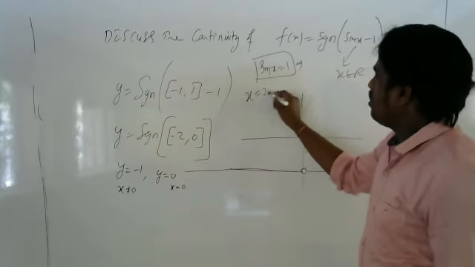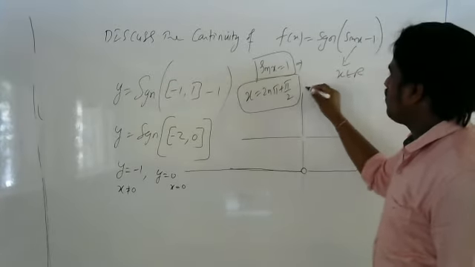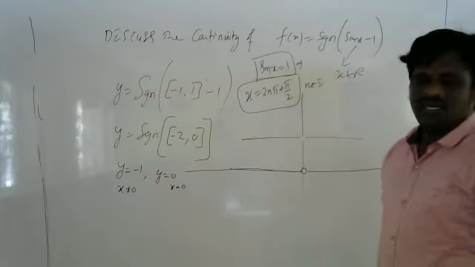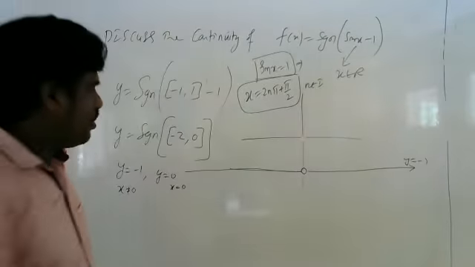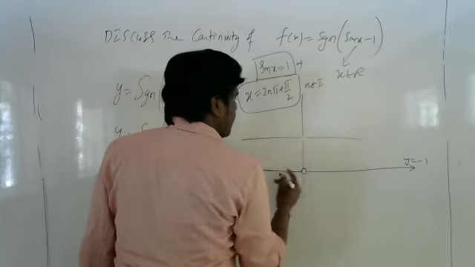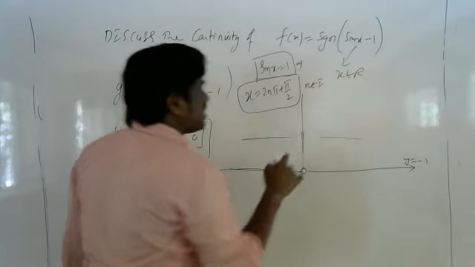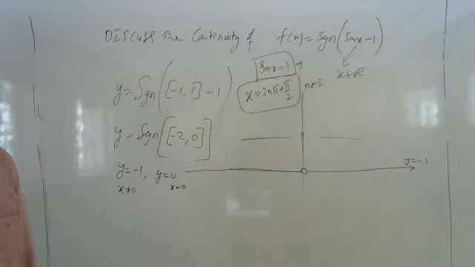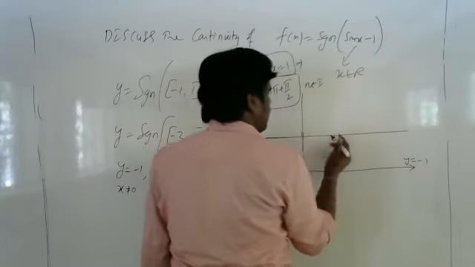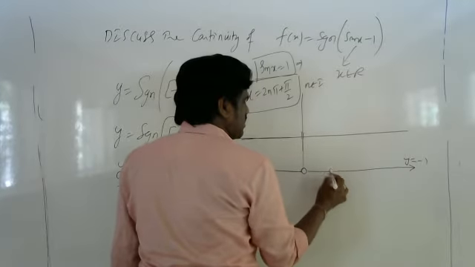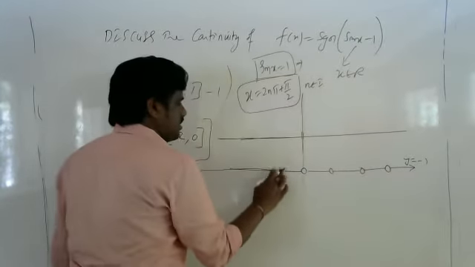x is equal to 2nπ + π/2, where n is an integer. This is the general solution. Here the function y = -1 will be there, and whenever sin x becomes 1, at that point if sin x is equal to 1, the function will be discontinuous. There will be jumps at all these places.